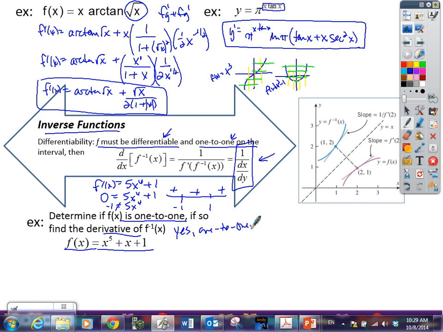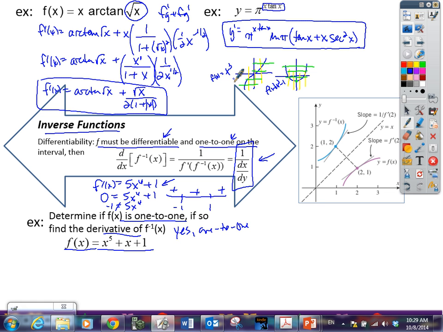Okay, we're talking about derivatives. We're not talking about the main function. This is not the main function. This is the derivative of the main function. So the derivative of x cubed would be 3x squared. Okay? So it is 1 to 1.